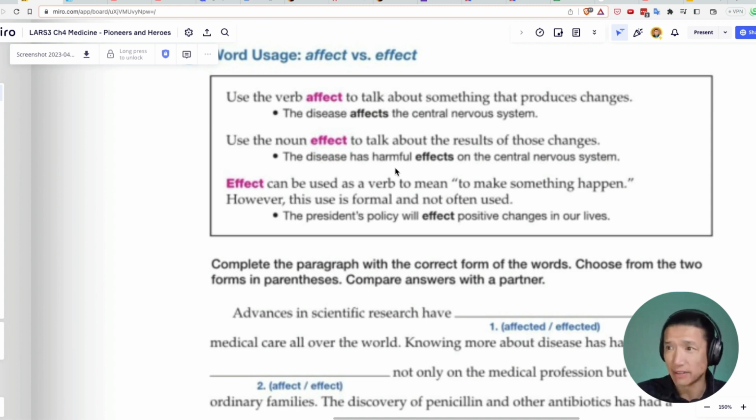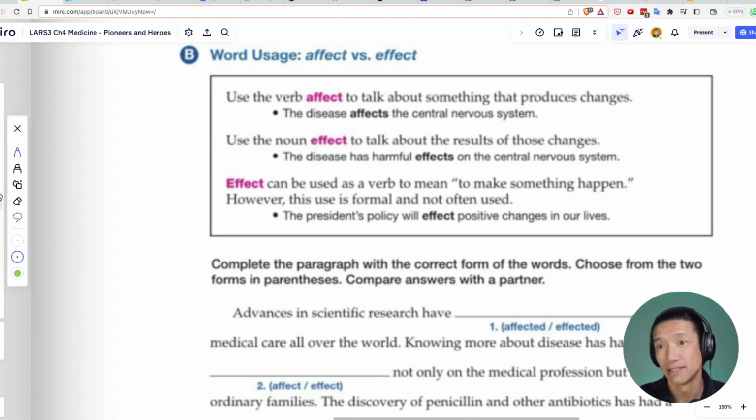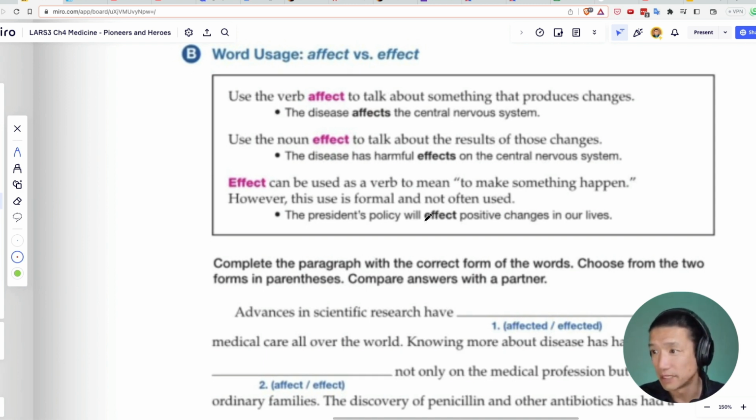Verb versus noun. Affect can be used as a verb to mean to make something happen. However, this use is informal and not often used. Just don't do this. Why does the book tell you? It's informal, right? Because when we're talking, these two words sound so similar, people just make this mistake. It's fine if you do, okay? But don't. Just don't. Stop telling people to do wrong things, book. I don't like this book.